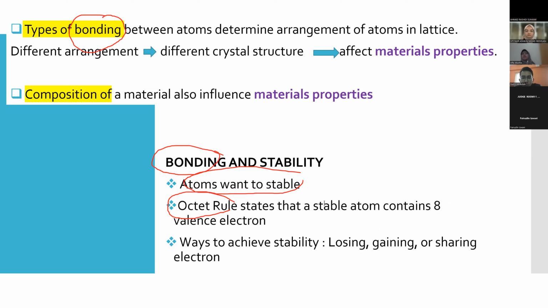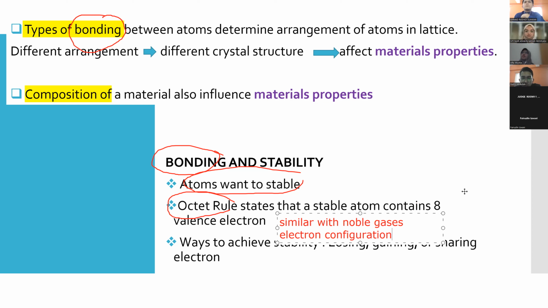Maybe some literature writes it not only as eight valence electrons, but as a configuration similar to the noble gases, with completely filled orbitals. Okay, if there are in this position, if this, I'm sorry.